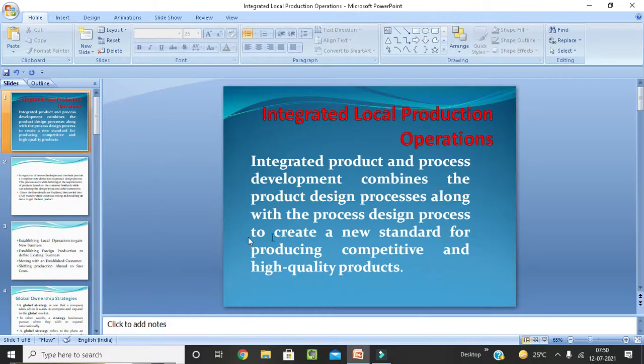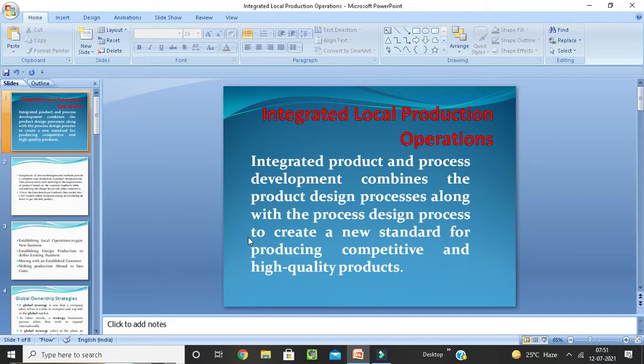Today we are going to complete two topics: integrated local production operations and global ownership strategies. So 3.6 and 3.7 we are going to complete today in the class. These are very short and small topics. In the last class we discussed contract manufacturing and assembly operations, which were also very small topics. Now we will go with the next term, integrated local operations and production operations.